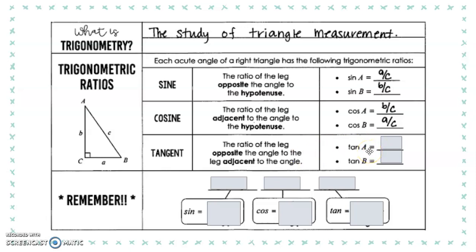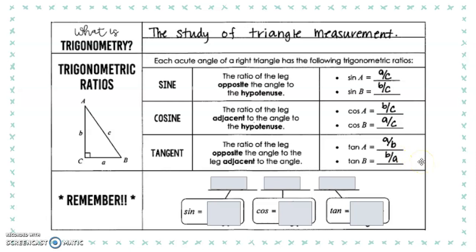Looking at the tangent of A, again, not tan of A, we say tangent of A. When I look at angle A, the side opposite is little a, and the side that's adjacent is little b. So writing that ratio, I have little a over little b. When I look at the tangent of B, I look at angle B, the side opposite is little b, and the side adjacent is little a. So that ratio is B over A.